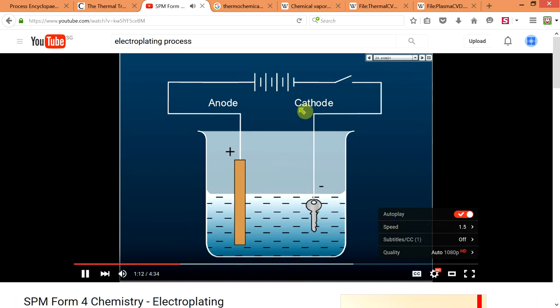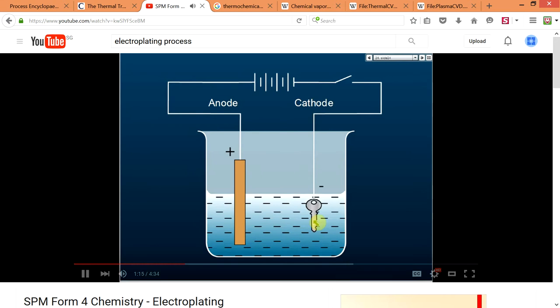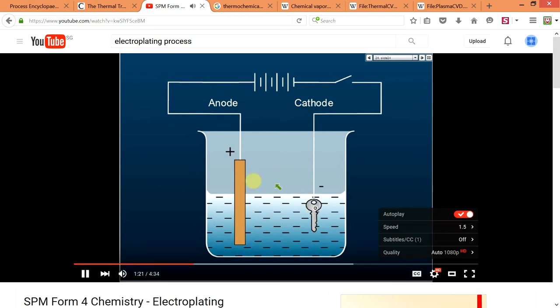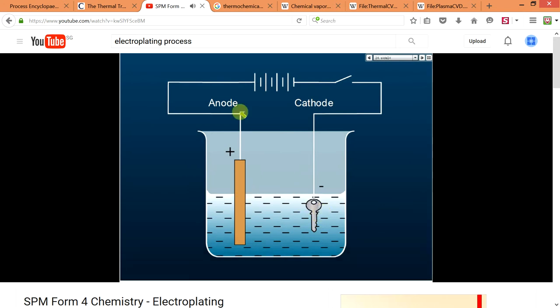Now here, obviously, it's already labeled. So the key is the cathode, and the metal that we want to electroplate on the key is the anode. But the question is, why should the cathode be the key? Why not attach the key to the anode? To answer this, we need to know what will happen during electrolysis. During electrolysis, the electrolyte that we use is copper sulfate solution.